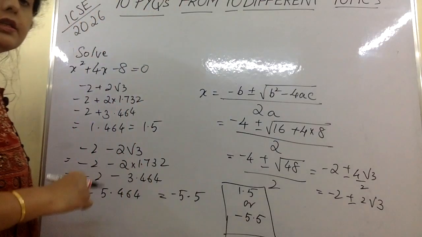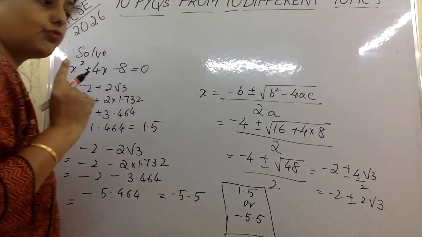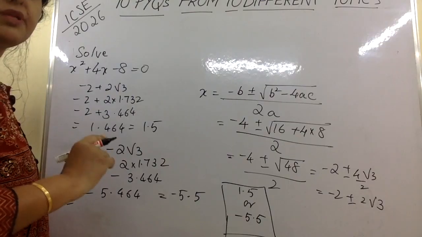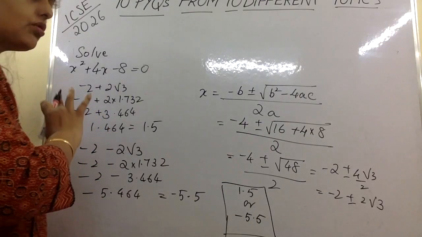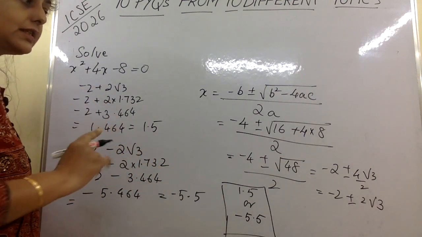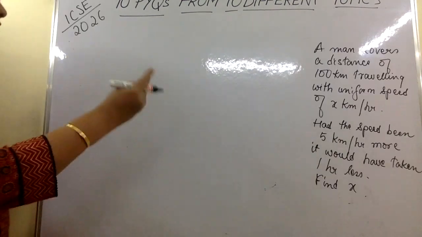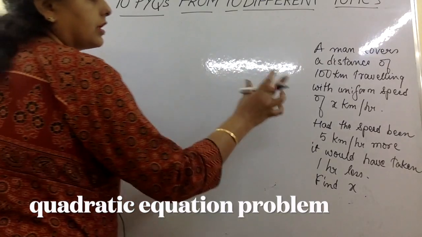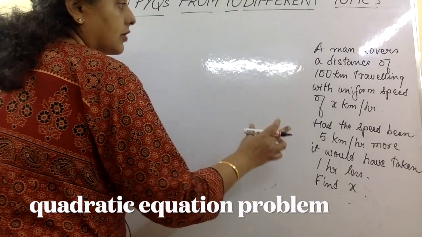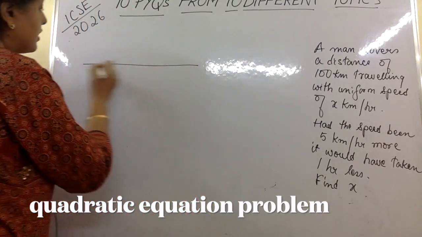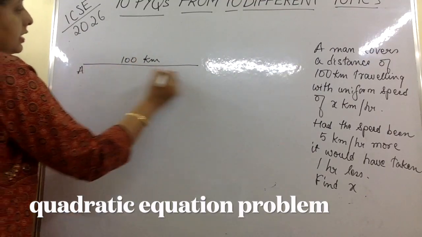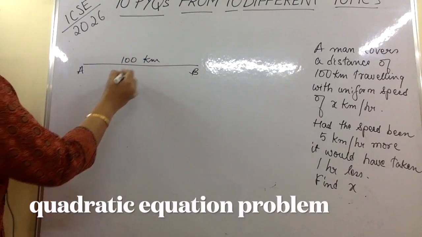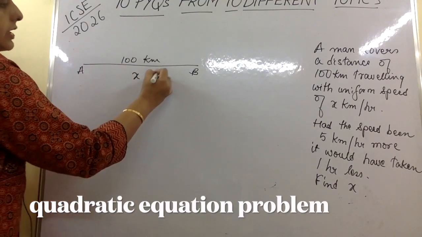Now the next question is going to be a quadratic equation word problem sum question. Very, very important. This type is always asked. Don't go to the exam without knowing this. Now this is our next question. A man covers a distance of 100 kilometers traveling with uniform speed of x. So the man is going 100 kilometers, that is from A to B, and he goes at a speed of x kph.